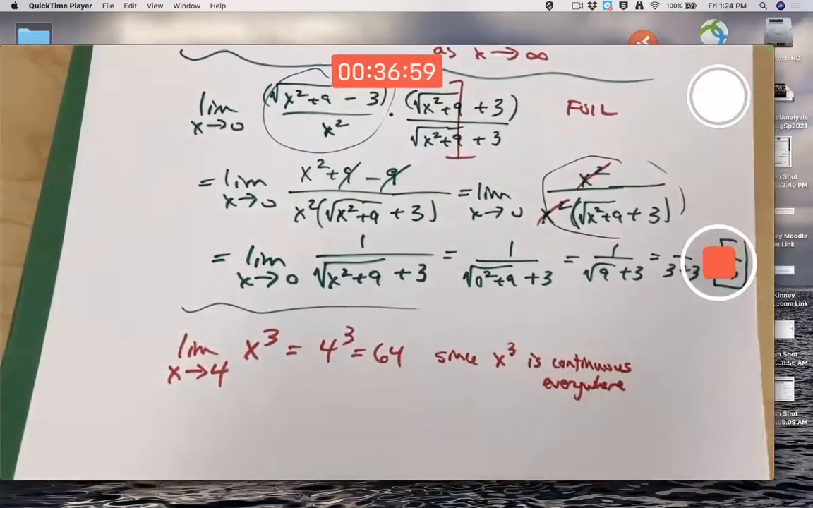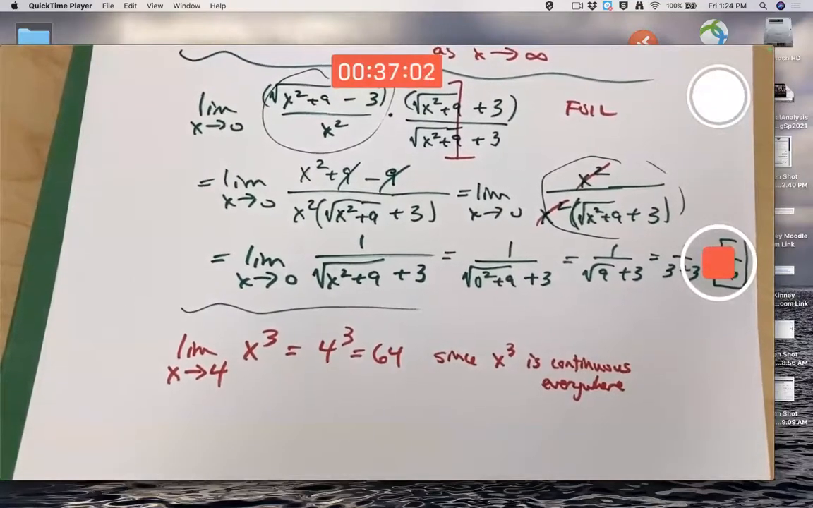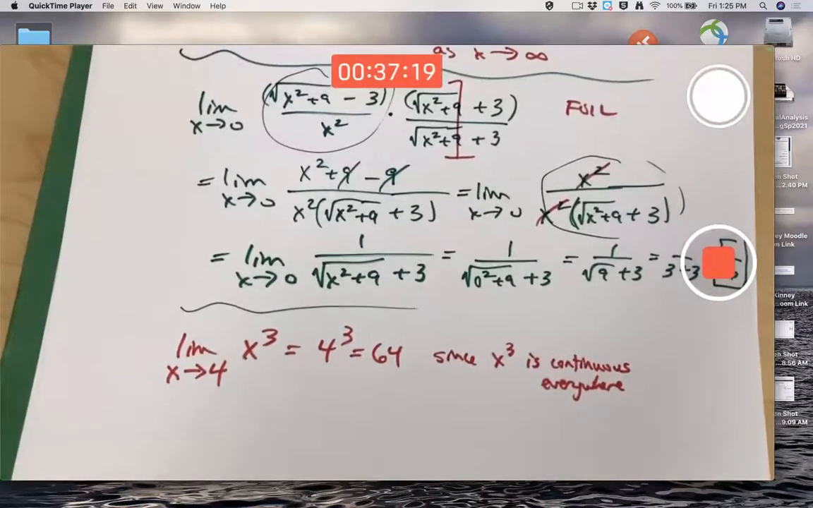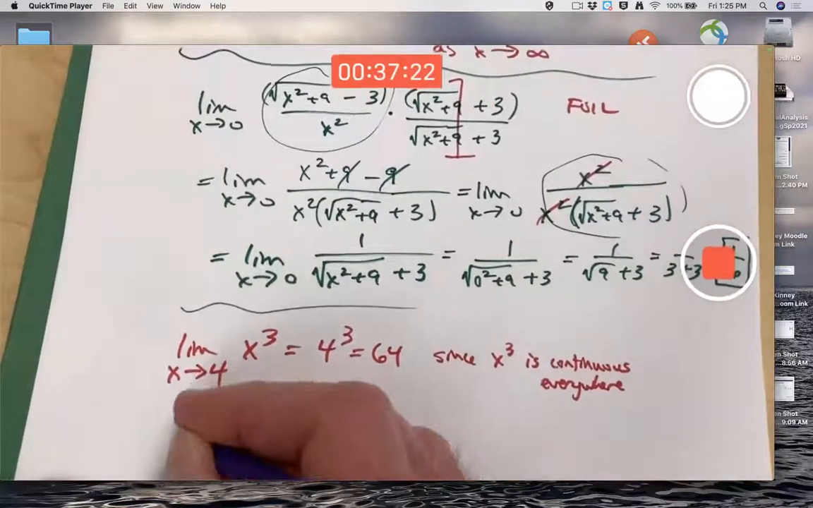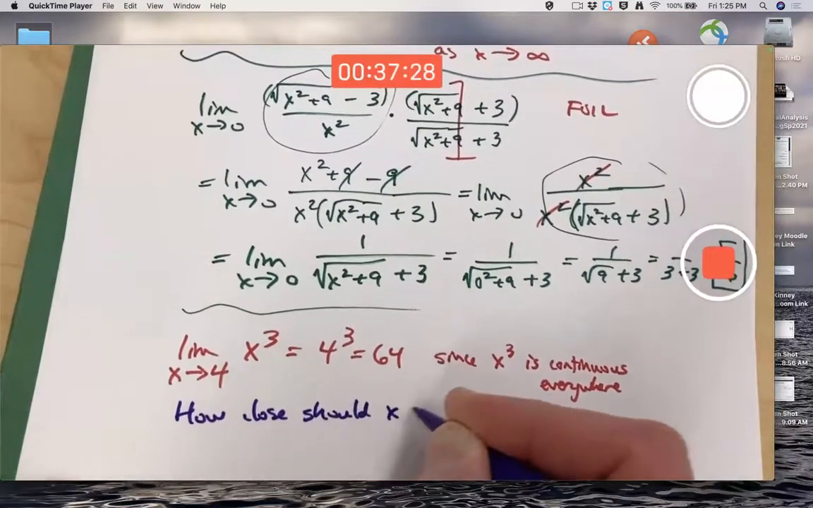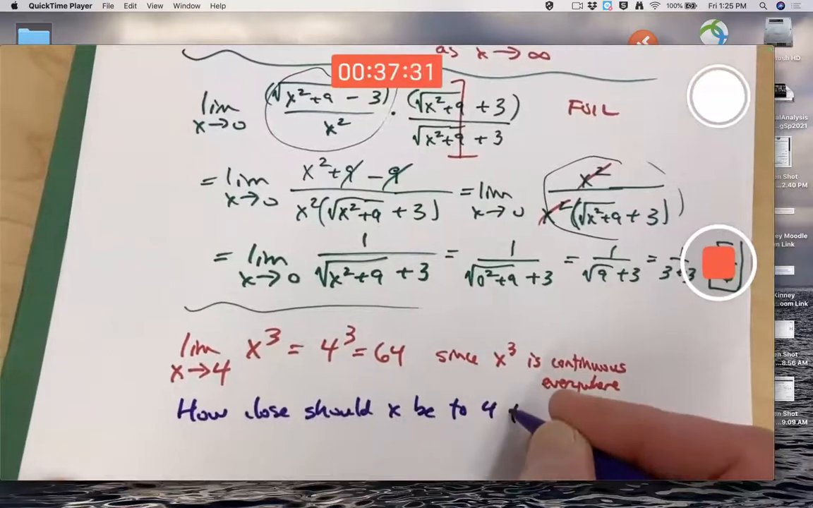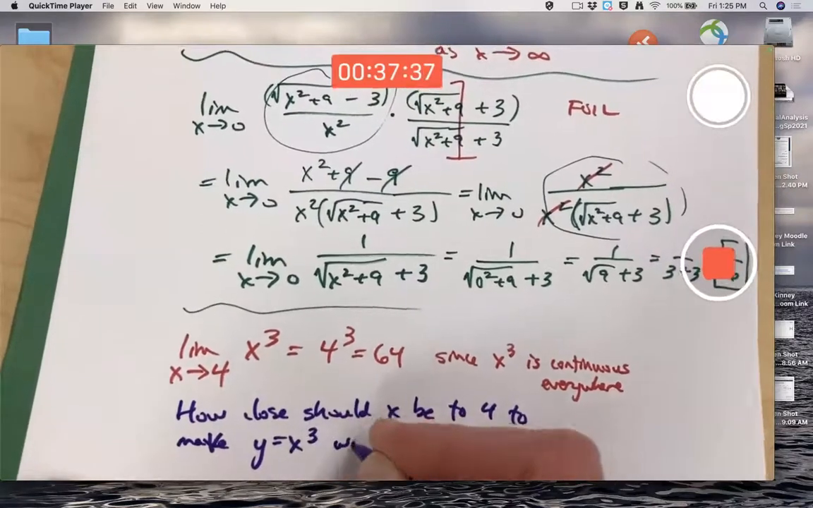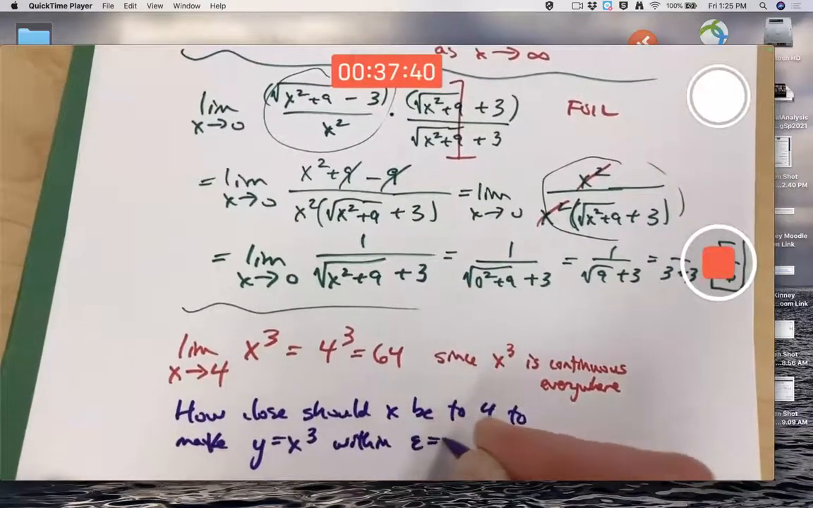When you can evaluate a limit by plugging the number in, that's a consequence of the continuity of the function. But say we were thinking about how close does x need to be to 4 to make x cubed within 0.1 units of 64. How would you answer that question? Answer with technology. How close should x be to 4 to make y equals x cubed within epsilon equals 0.1 units of 64?